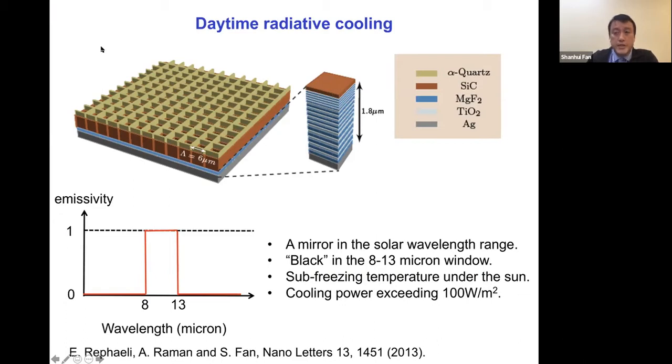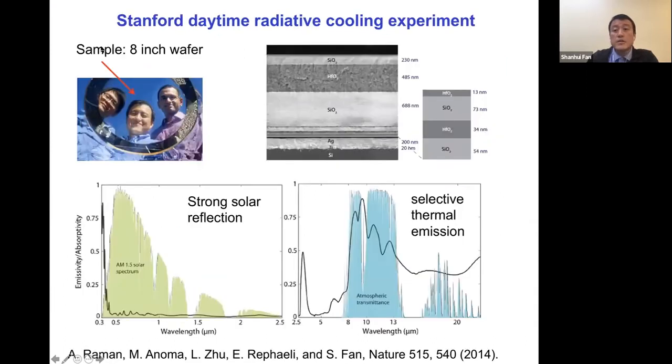Both of these predictions have now been experimentally demonstrated. But I here just want to briefly show the initial demonstration that we have done, where we build a silver mirror and put a dielectric stack on top of the silver mirror to tailor the thermal emissivity. The resulting structure is a very good mirror in the solar wavelength range and provides strong thermal emission in the 8 to 13 micron window.